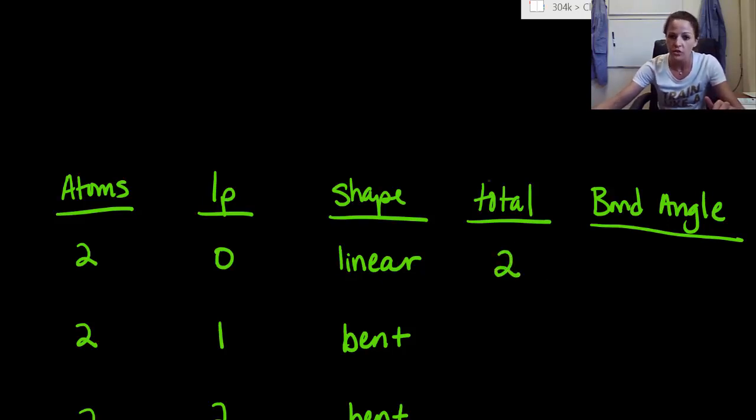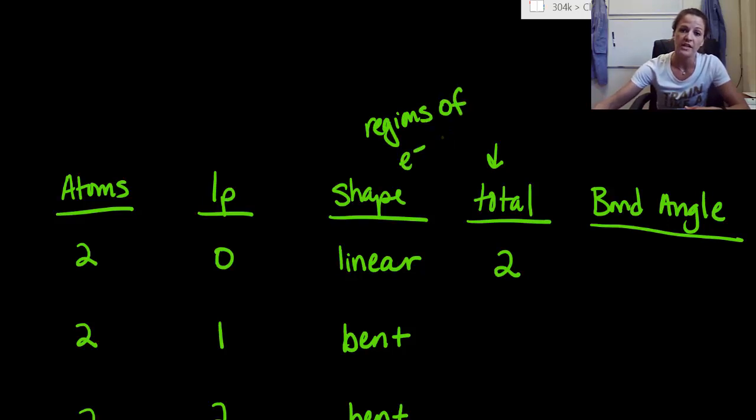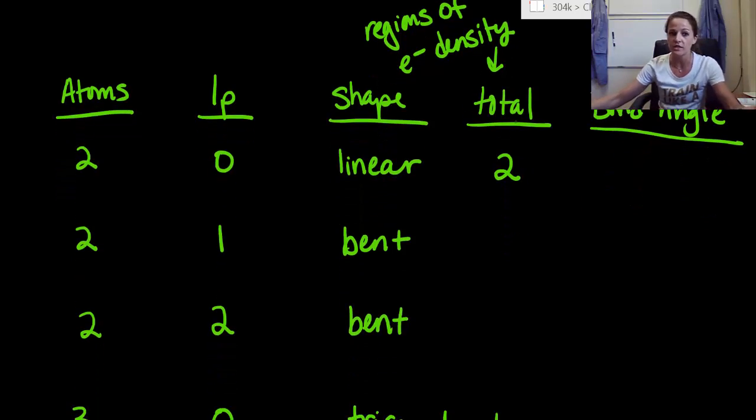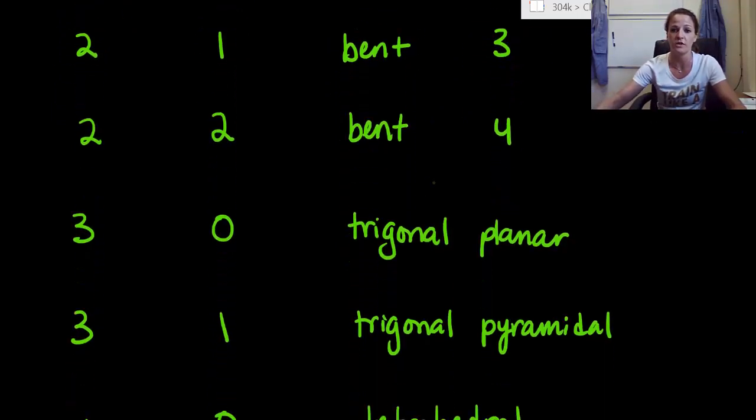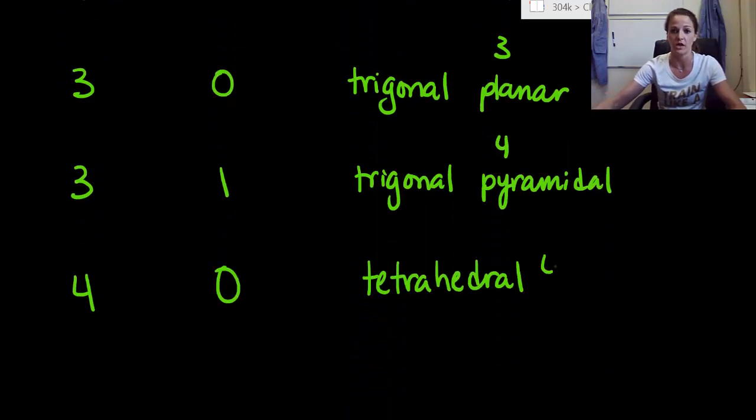So now in this column right here where we say our total, essentially what we are saying is regions of electron density. So we're saying where are the electrons? And so all we need to do right now is go through and add up all of these numbers, our atoms and lone pairs, to determine our total regions of electron density. So our second row would be 2 plus 1, which is 3, 2 plus 2 gives us 4, continue on, 3 plus 0 gives us 3, 3 plus 1 gives us 4, and then 4 plus 0 gives us 4.